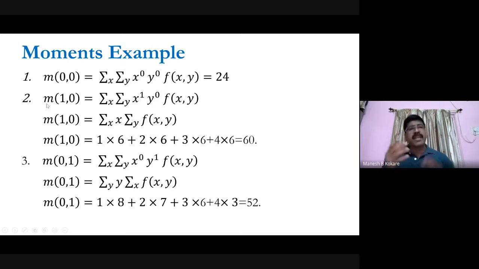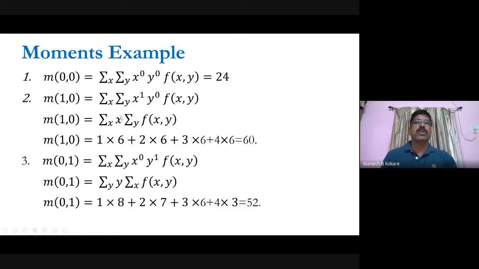Now the second feature is m10. m10 means moment with respect to x-axis. You know that this is i and this is j. So x raised to i, y raised to j. Now what is the value of i? i is 1. What is the value of j? That is equal to 0, right? So y raised to 0 will be 1. So your formula will be summation over x of x, into summation over y of f of x comma y.